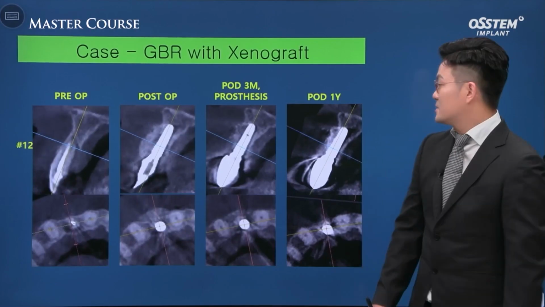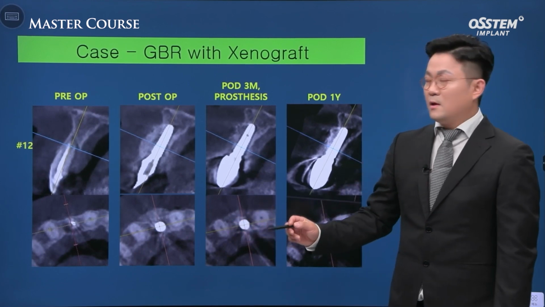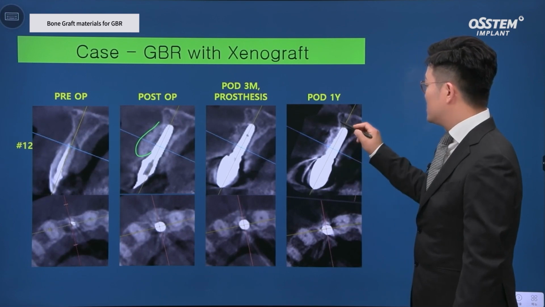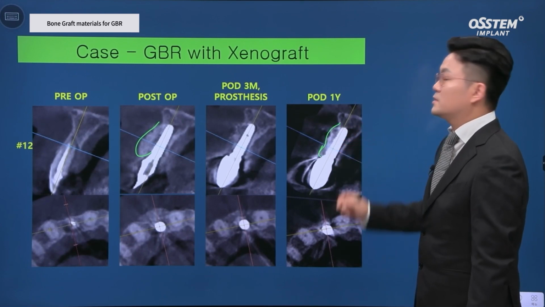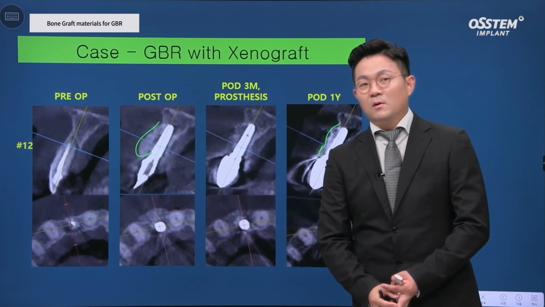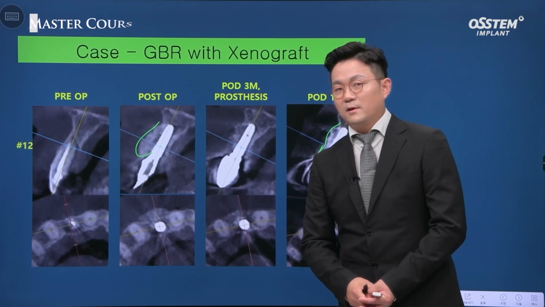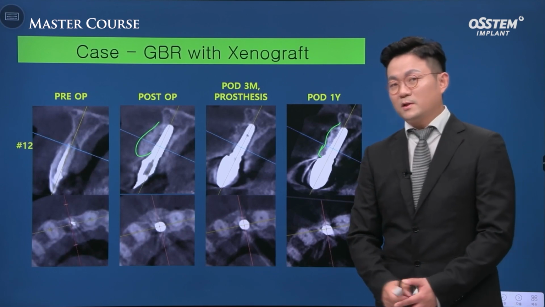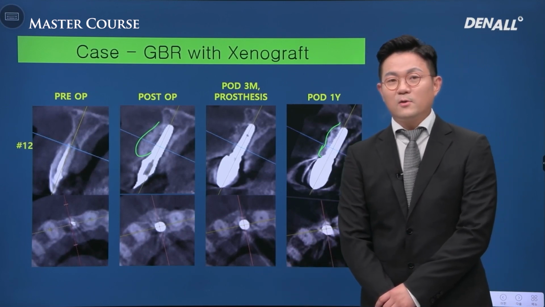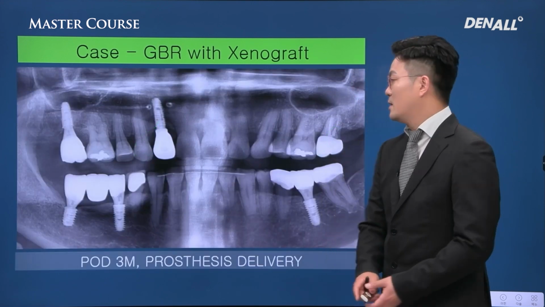As you can see, in this patient, there was enough bone here, 5 millimeters or thicker, and after a year, still enough bone remained. So xenograft can be maintained for a long time compared to allograft. So in the anterior region, I do GBR with the xenograft, and the prosthesis was delivered.